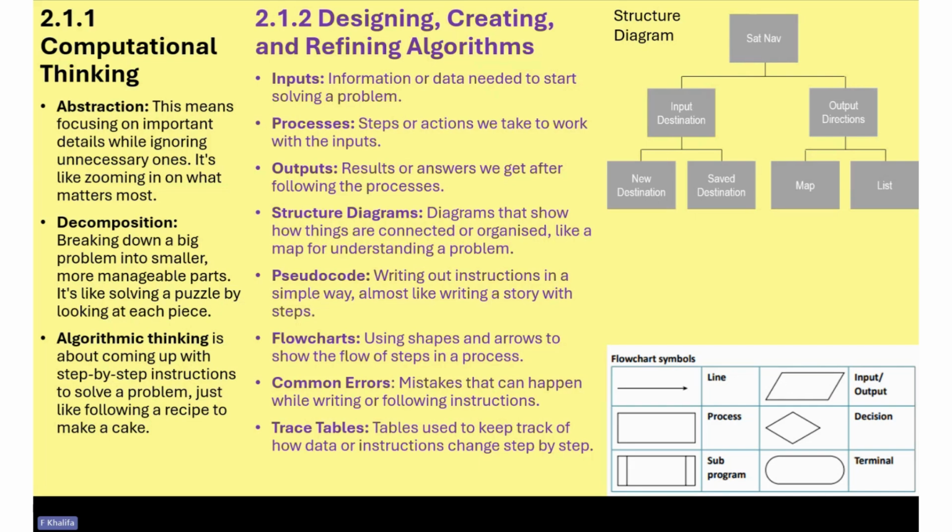Now, decision is the only shape within the flowchart that will have two lines going out of it, a yes and a no line. And they're normally representative of an if statement within a program. And then you have the oval shape there, which is the terminal, and that's normally the start and end of your program. Common errors are mistakes that can happen while writing or following instructions, and trace tables are used to keep track of how data or instructions change step by step.